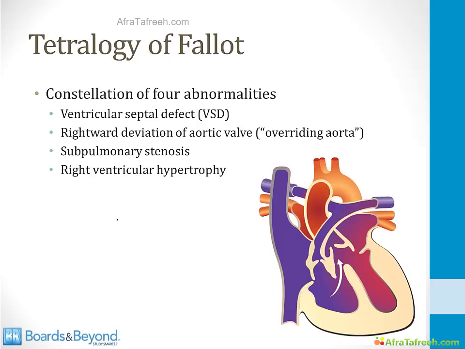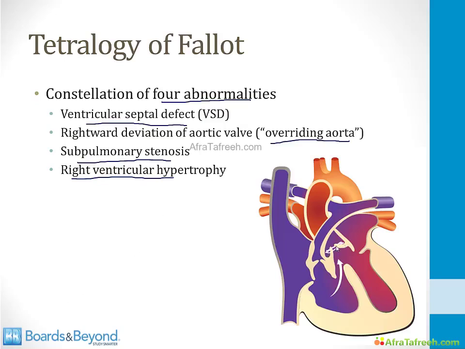Let's start by talking about tetralogy of Fallot, which is the classic congenital heart disorder that causes cyanosis in a baby. Tetralogy of Fallot gets its name because it's a constellation of 4 abnormalities. First of all, there is a ventricular septal defect, or VSD. Secondly, there is rightward deviation of the aortic valve. This is called an overriding aorta. Third is subpulmonary stenosis, and fourth is right ventricular hypertrophy. And you can see all 4 of these abnormalities in the cartoon on the screen here.